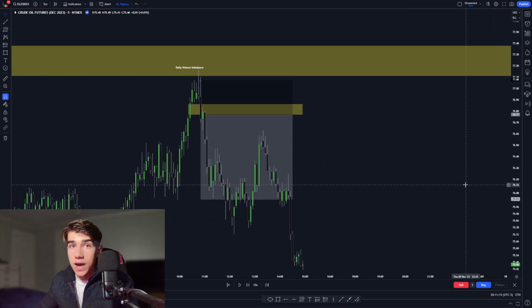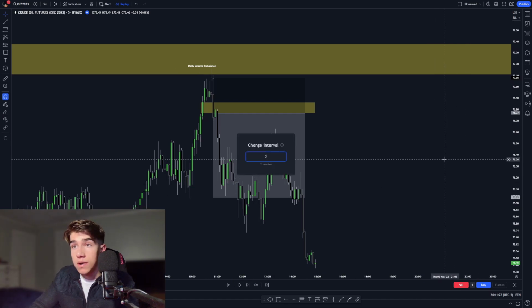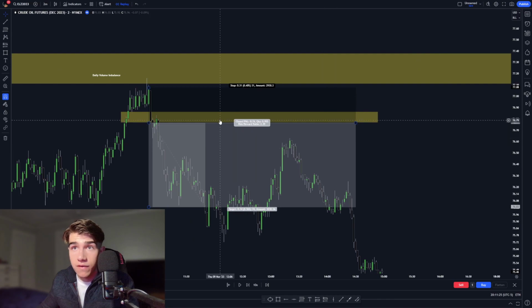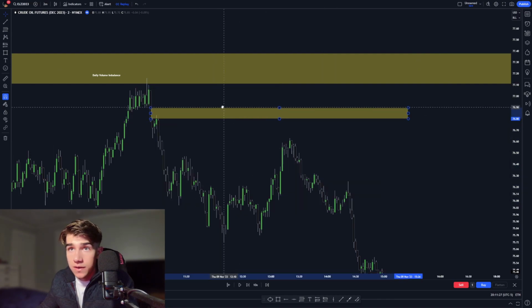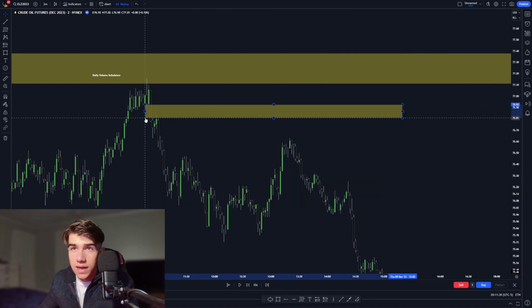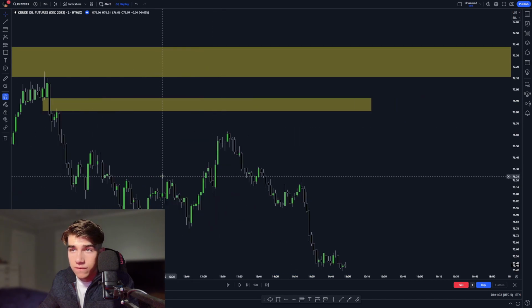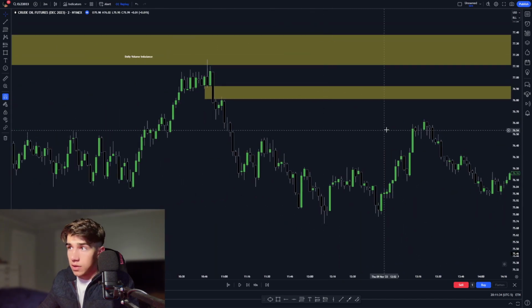Very, very simple, right? Higher time frame delivery, daily volume imbalance, go up to the lower time frames, find any entry model, right? You could have used anything. A fair value gap worked with this too. I'm sure if we go to the 2 minute here, we'll find a fair value gap right here, right? The first fair value gap that formed after we hit the daily volume imbalance right there, that would have worked fine too, right?